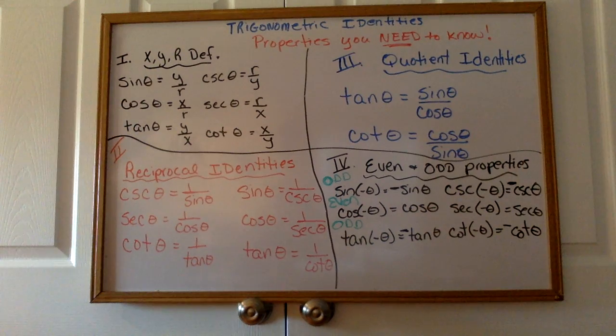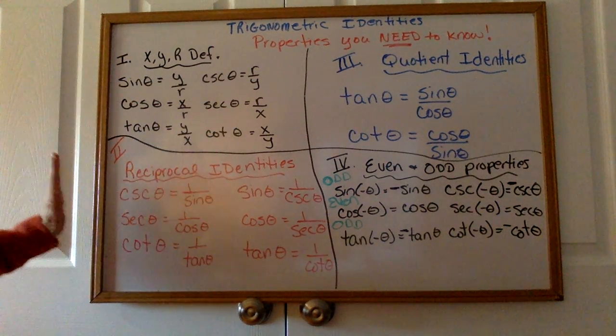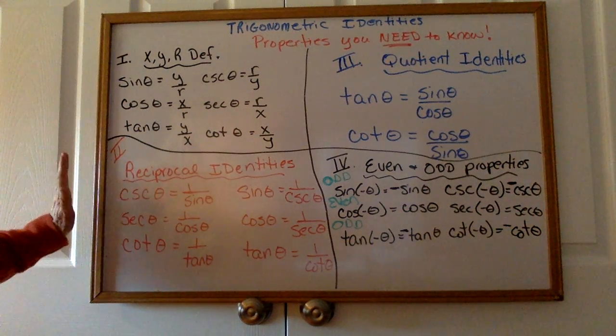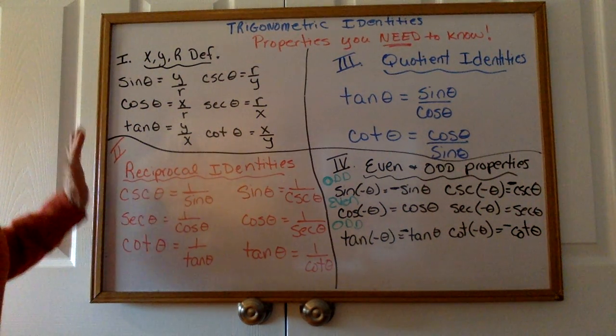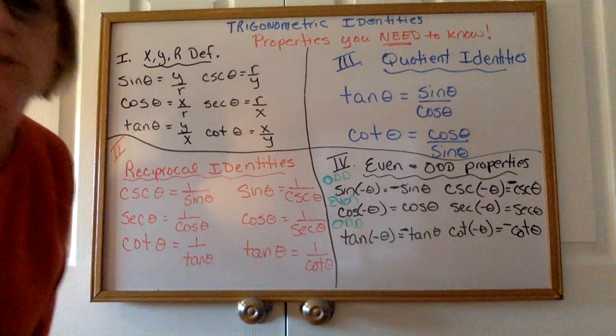So you need to study these properties. You need to know these. If you're not familiar enough with these when you see them, then you won't know what steps to take with your trig identities. So study these.